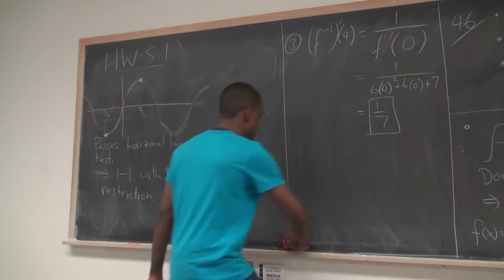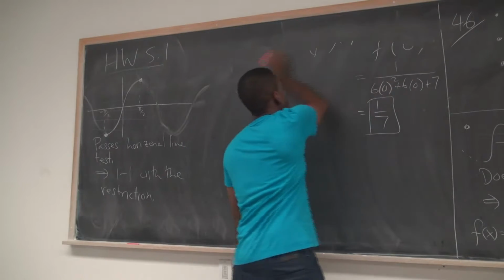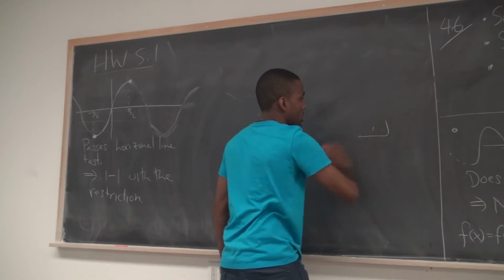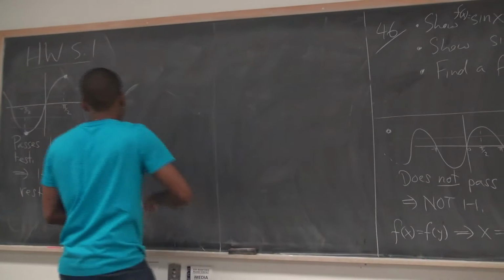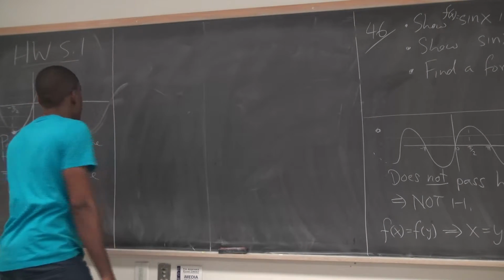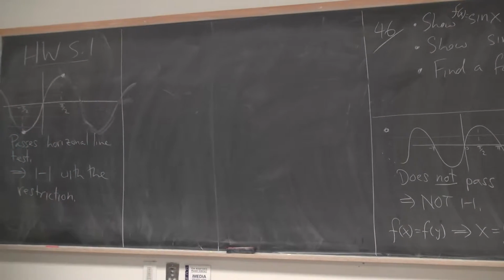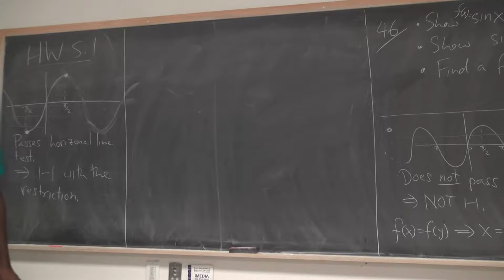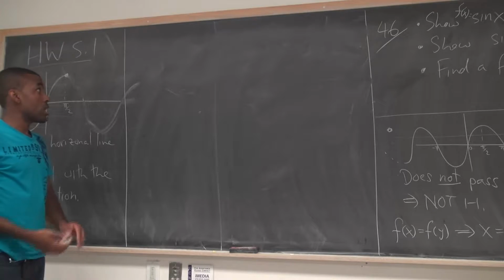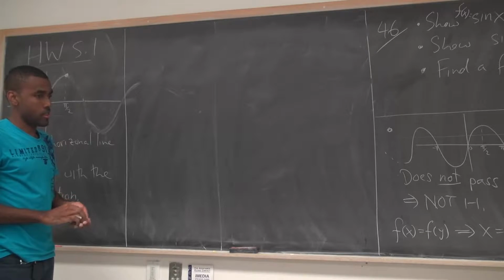So those parts weren't bad. Really just graphing it and showing the horizontal line test. Whether or not it works is good enough. Now for the last part. The last part is the nice part. How do you derive the derivative of sine inverse?